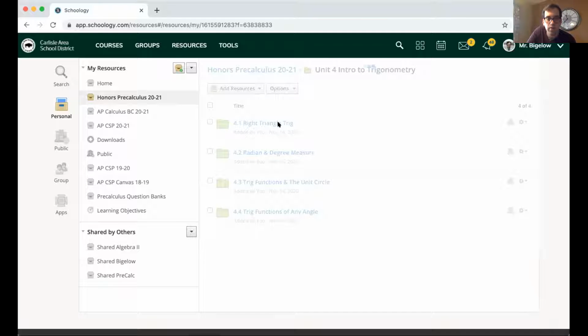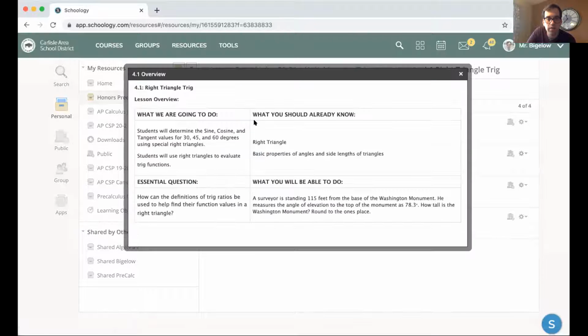Okay, so I want to pull up our overview. And here's what we're doing. Students will determine the sine, cosine, and tangent values for 30, 45, and 60 degrees using special right triangles. Yes, we will see special right triangles today a little bit. And students will use right triangles to evaluate trig functions. We're going to be focusing more on this one, though.